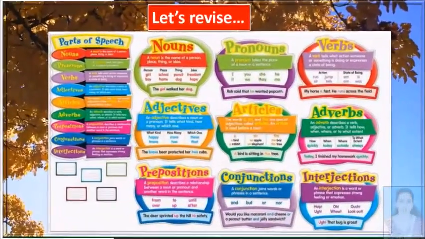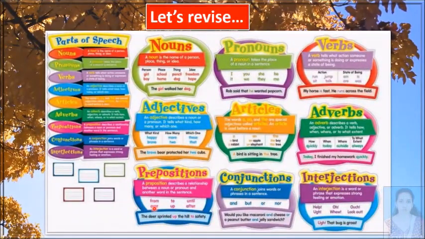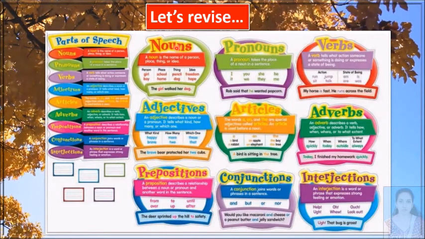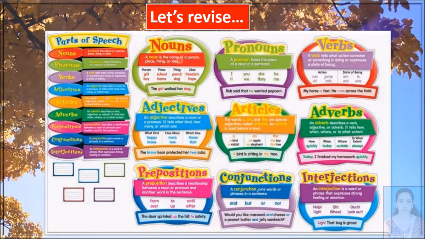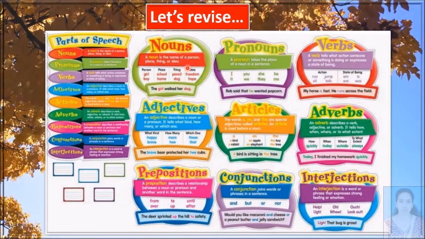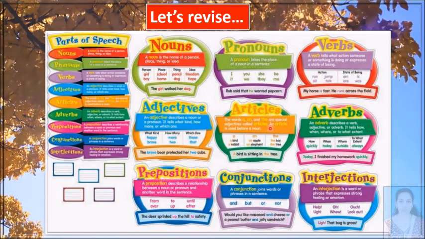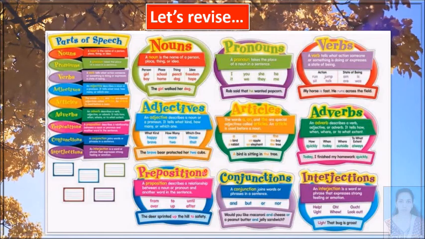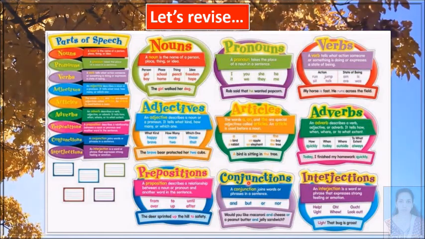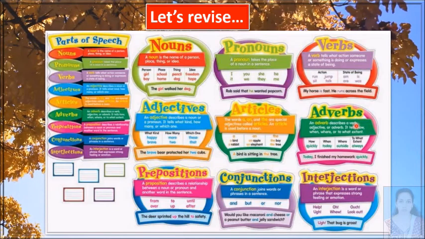Now let's have a quick revision. We have already learned about the 9 parts of speech, or we call it as word classes. They are nouns, pronouns, verbs, adjectives, determiners or articles, adverbs, prepositions, conjunctions, and interjections.